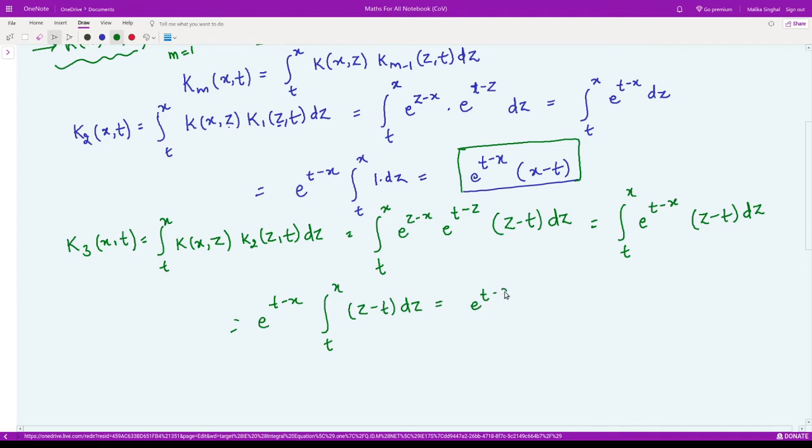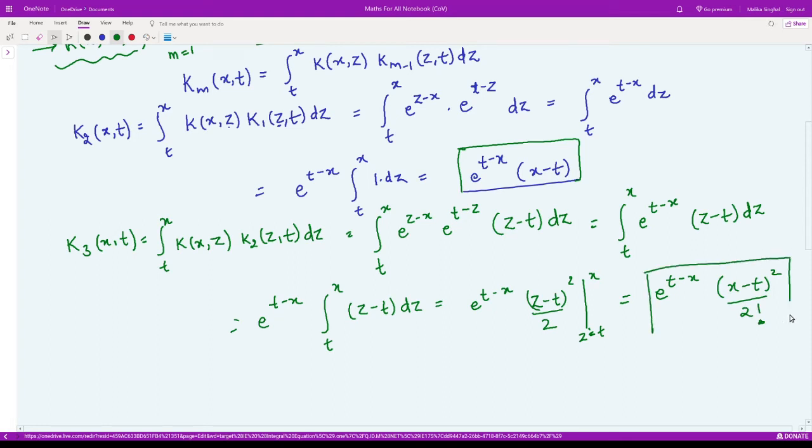It would be (z minus t) whole square divided by 2, limits of integration varying from z varying from t to x, right? So ultimately we are left with e to the power t minus x, and here it would be (x minus t) whole square divided by 2. So this is our third kernel.